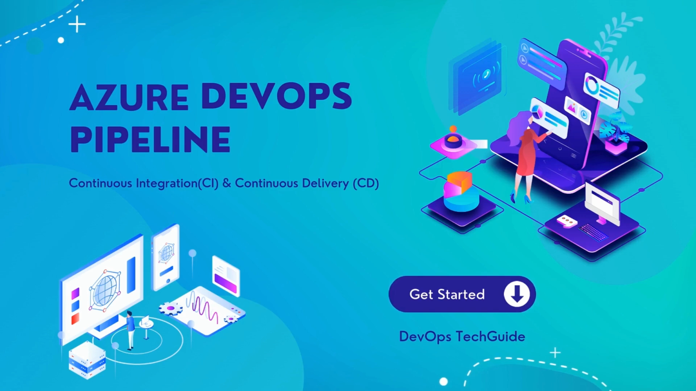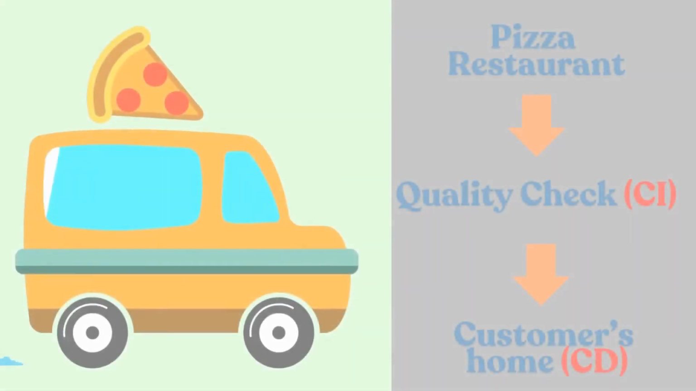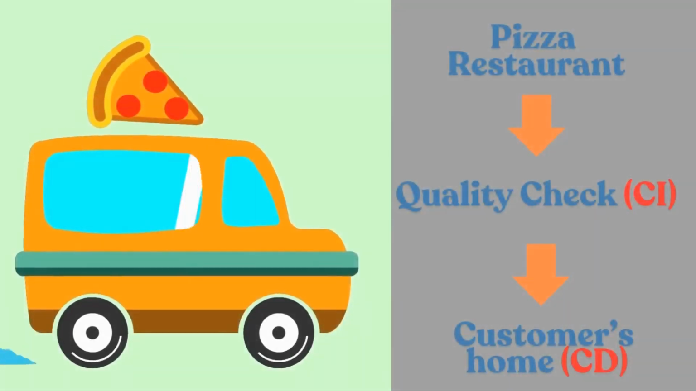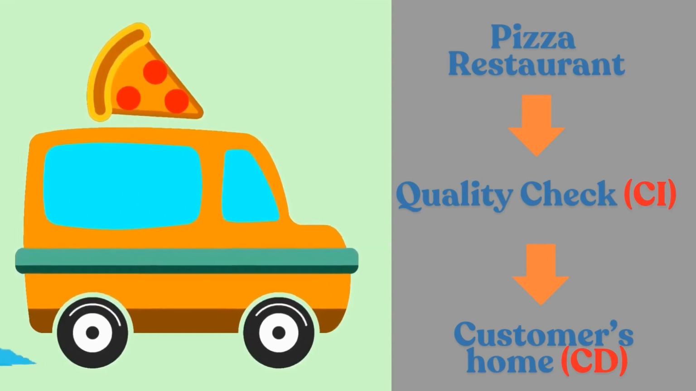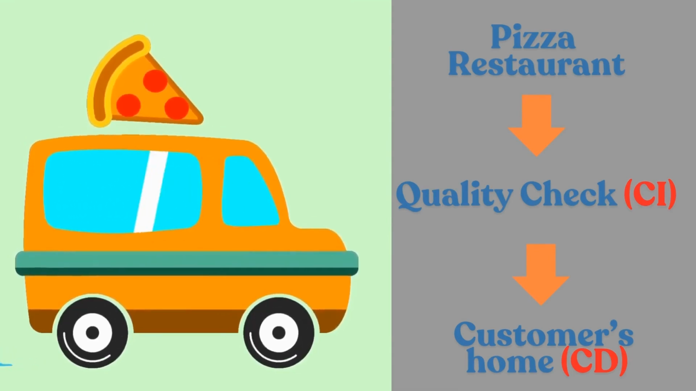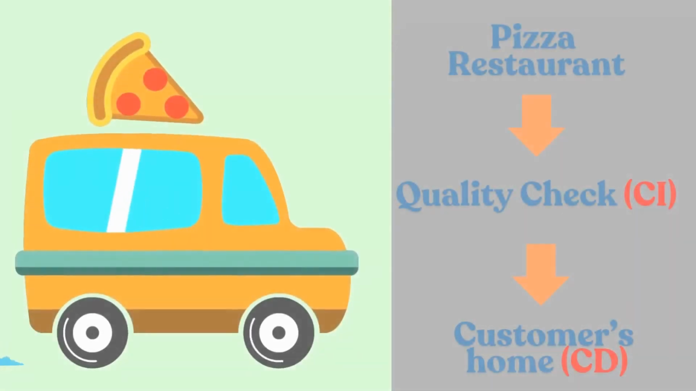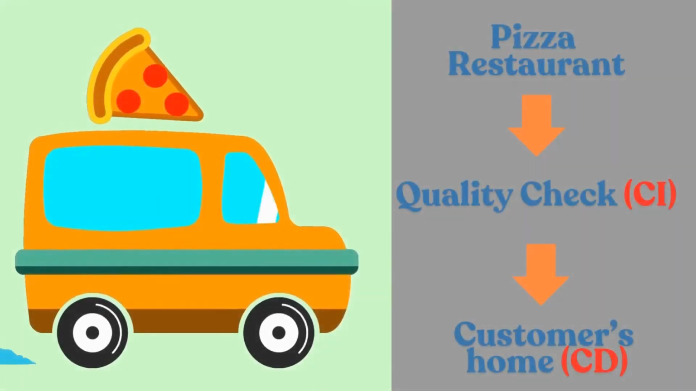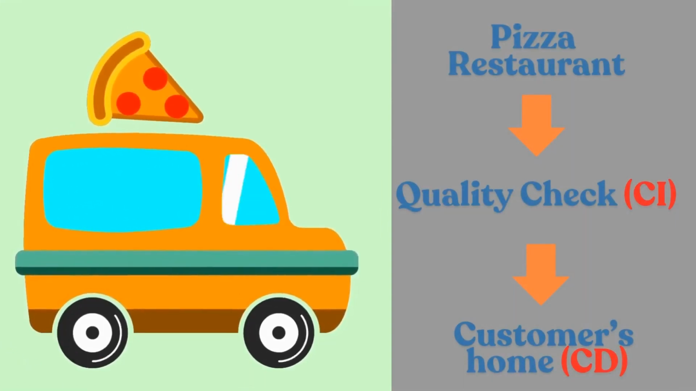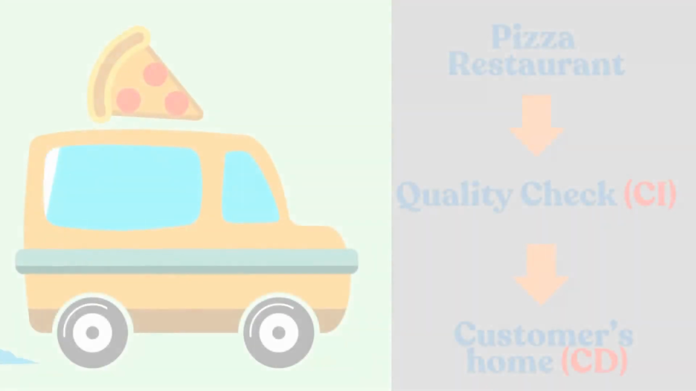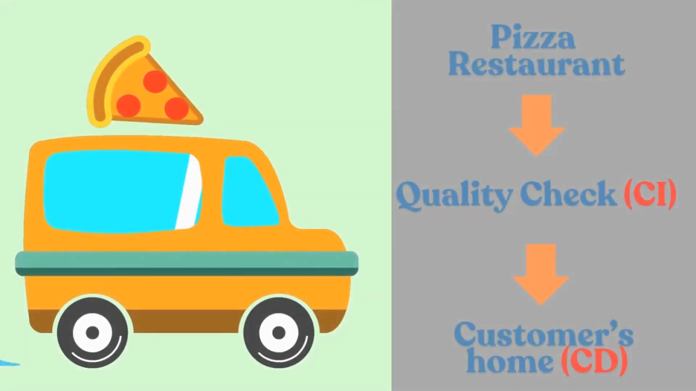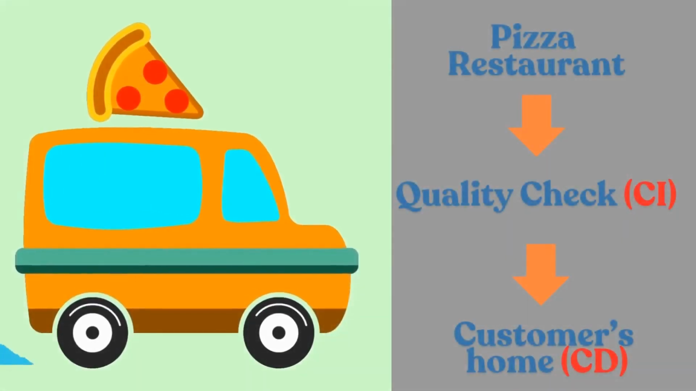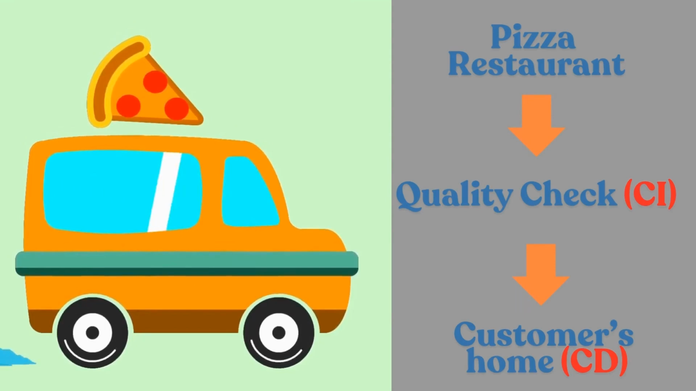Think of CI/CD like a pizza delivery system. Imagine a pizza shop where multiple chefs are preparing ingredients. Before any pizza gets delivered to customers, it needs to go through a quality check to ensure it's cooked perfectly. CI, continuous integration, is like ensuring all ingredients are fresh and correctly assembled before the pizza goes into the oven. Every time a chef adds something, it's checked to avoid mistakes.